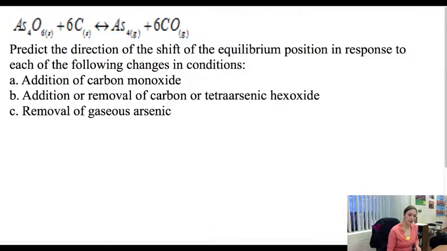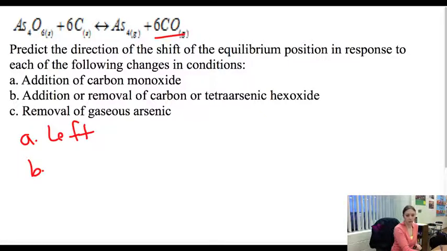So let's look at the example here. I'm going to predict the direction of the shift of the equilibrium position in response to each of the following changes in condition. And the first one you have is the addition of carbon monoxide. So if I'm adding more carbon monoxide here, that means I want to undo that change, which means I'm going to shift to the left. I'm going to make more reactants to undo what I just did.